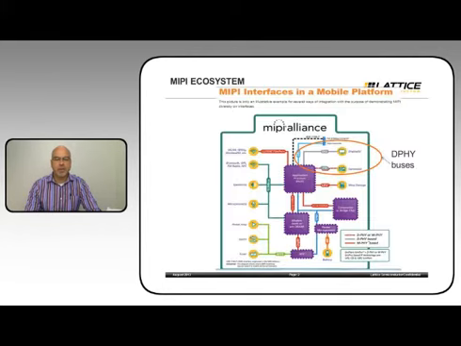interfaces. So if you actually look at the smartphone architecture, you'll see that the D-PHY buses are for both CSI2 as well as DSI. So the interface from the apps processor to the display, and also from the apps processor to the camera, has that DSI and CSI2 bus, which is based on the D-PHY.